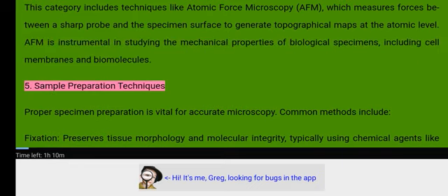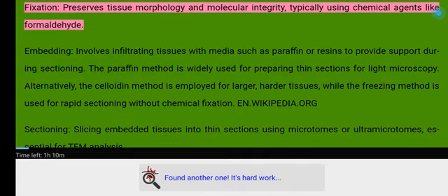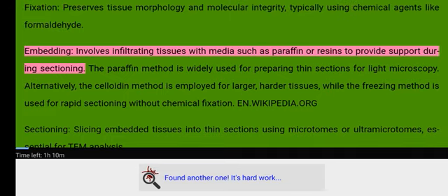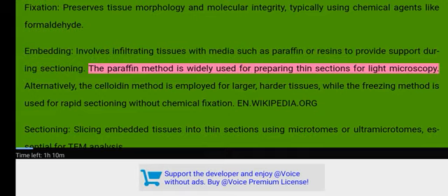5. Sample preparation techniques. Proper specimen preparation is vital for accurate microscopy. Common methods include fixation, which preserves tissue morphology and molecular integrity, typically using chemical agents like formaldehyde. Embedding involves infiltrating tissues with media such as paraffin or resins to provide support during sectioning. The paraffin method is widely used for preparing thin sections for light microscopy.